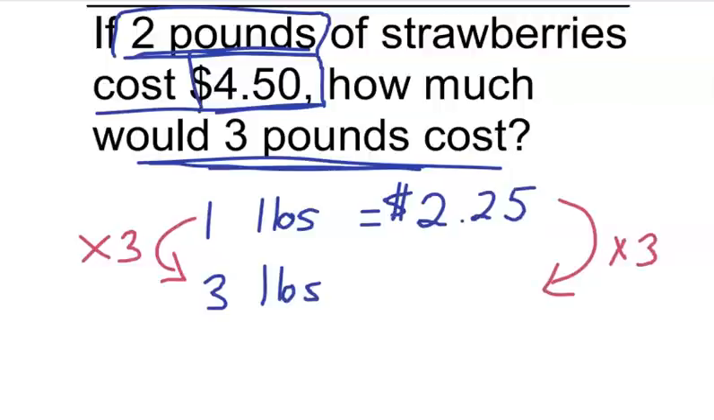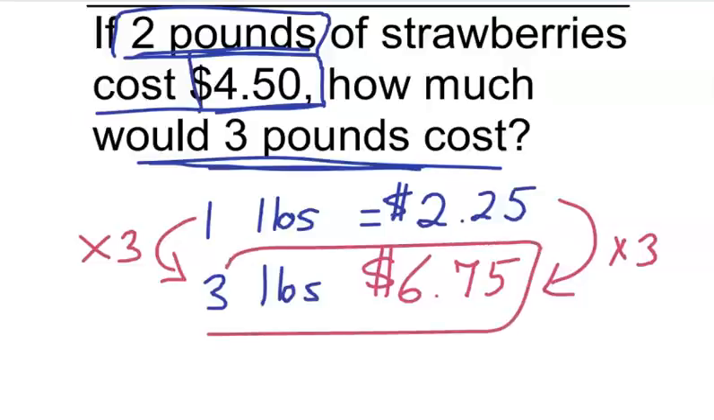And if we did, 3 times 2 is 6. And then 3 times 25 would be 75. So for 3 pounds, it would cost us $6.75. That's how you would find that.